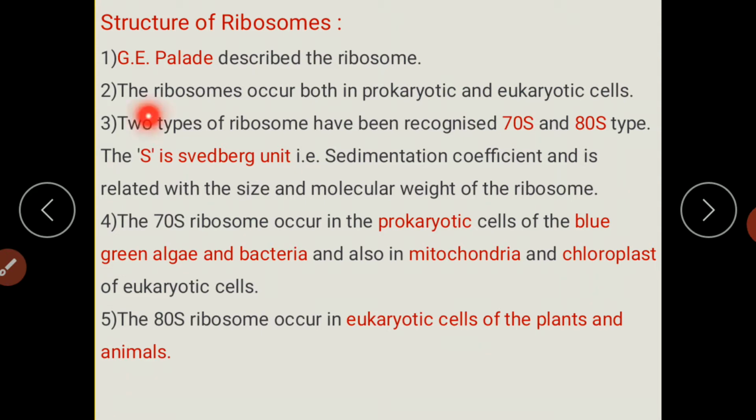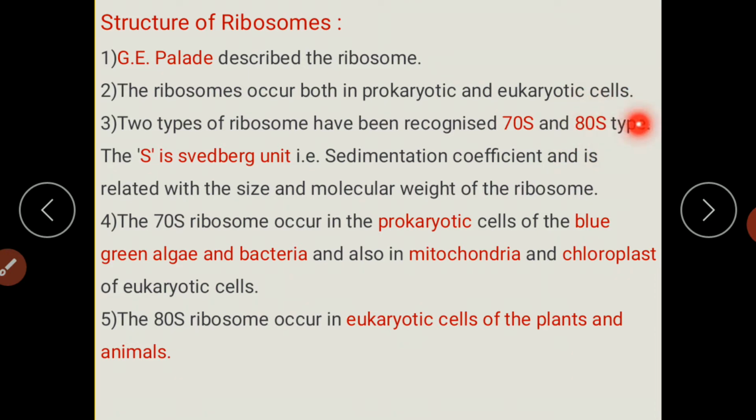Two types of ribosomes have been recognized, that is 70S and 80S types. The S stands for Svedberg unit, also called the sedimentation coefficient. When we isolate ribosomes from the cell, on the basis of that, these units are given to the ribosomes, the 70S and 80S types of ribosome.